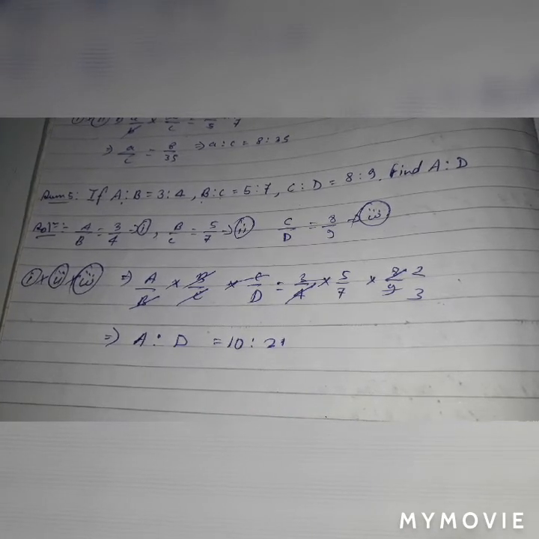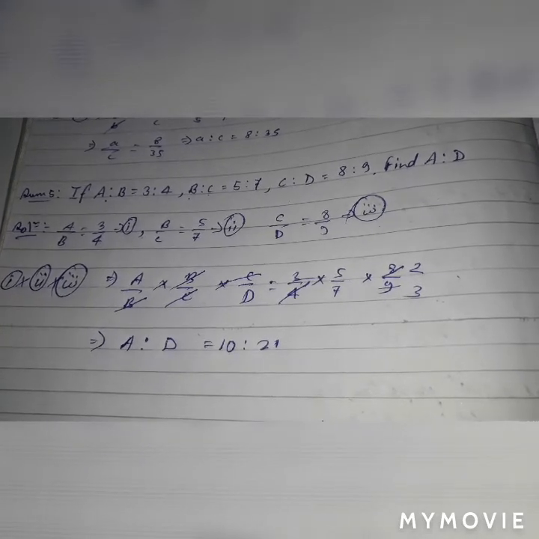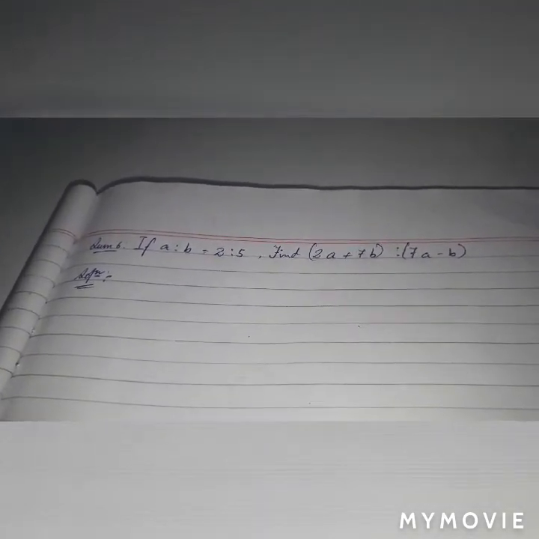I hope you have understood. The sum is fully completed. Now let's move on to the next sum of the video. We have come to sum number 6. The question is, if A is to B equals 2 is to 5, find 2A plus 7B is to 7A minus B.